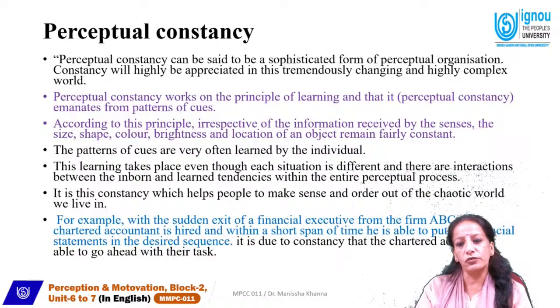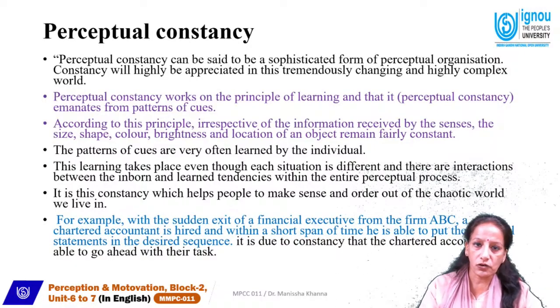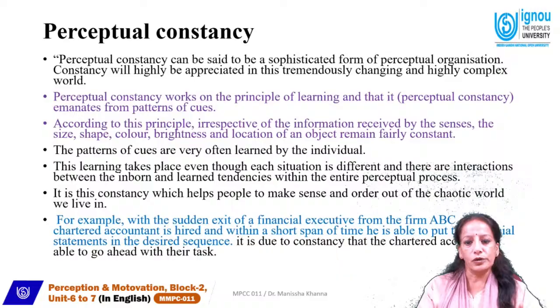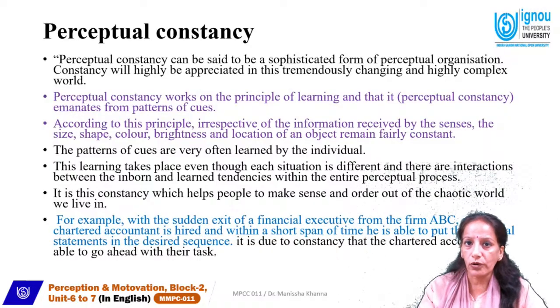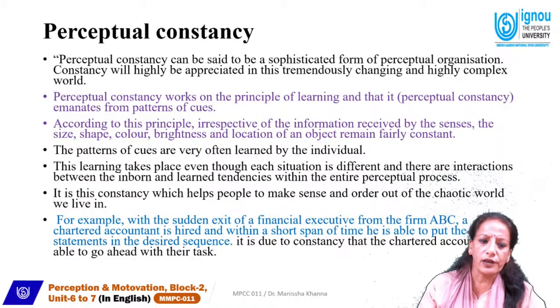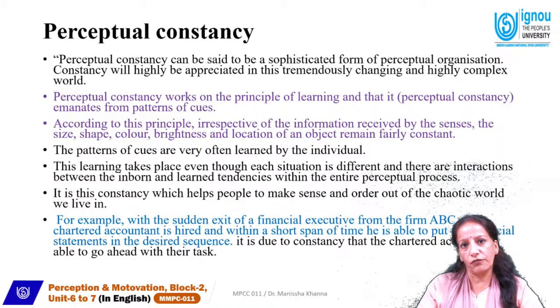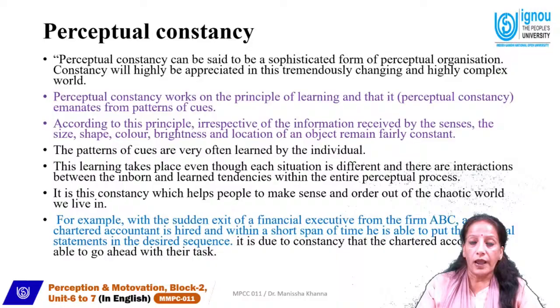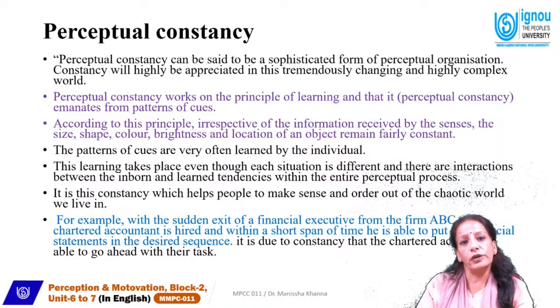This learning takes place even though each situation is different and there are interactions between inborn and learned tendencies within the entire perceptual process. It is this constancy which helps people to make sense and order out of the chaotic world we live in. For example, with the sudden exit of a financial executive of a firm, a chartered accountant is hired, and within a very short span of time, he is able to put the financial statements in the desired sequence. It is due to the constancy that the chartered accountant is able to go ahead with their task.